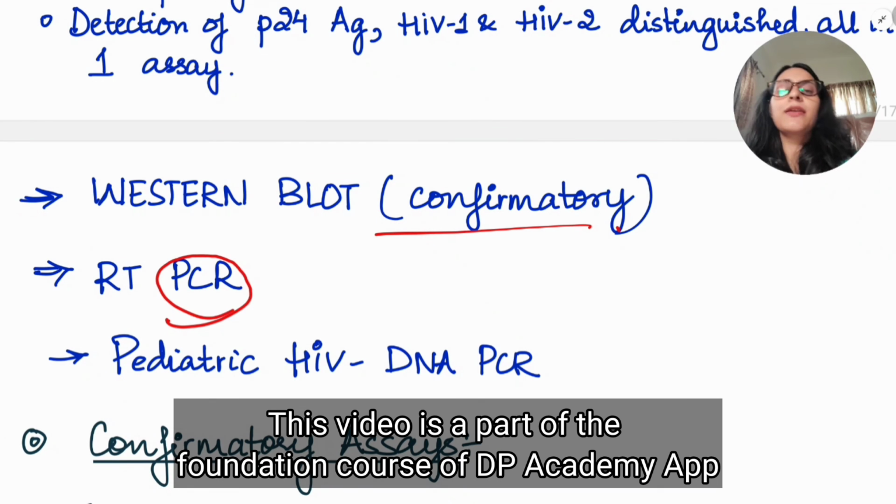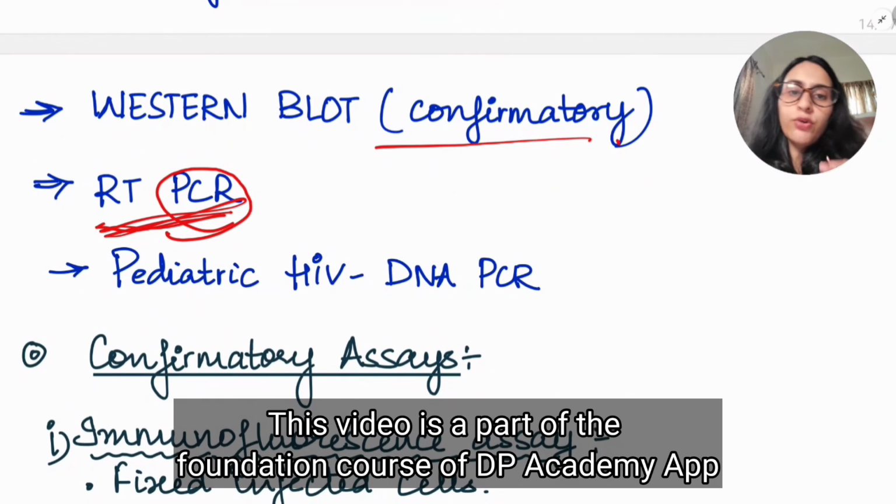So even 40 copies can be detected with the help of this RT-PCR. RT-PCR is to know the number of copies. And for children, you can do only PCR, normal PCR, not the RT-PCR, the normal DNA PCR.